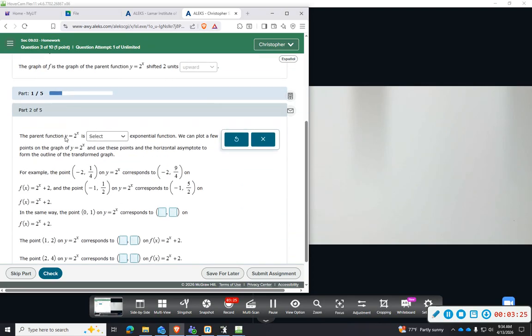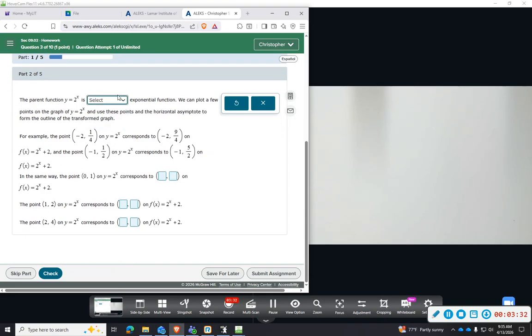Next, it says the parent function y equals 2 to the x is decreasing, increasing. So I didn't see that other option. This is an increasing function. We can plot a few points. It says to use the horizontal asymptote for the outline of the transformation graph.